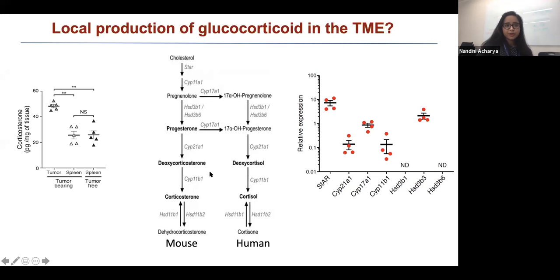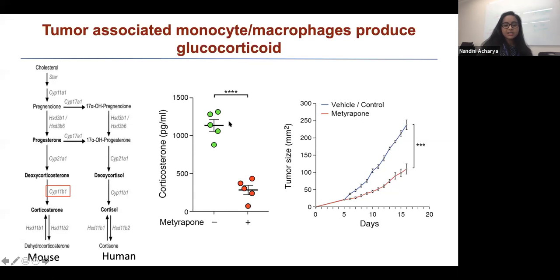So in order to confirm that these monocytes and macrophages, which I earlier showed had higher expression of CYP11A1, were indeed able to produce glucocorticoids, we wanted to see if all this enzymatic machinery is actually present in the monocyte macrophages isolated from the tumor. So we looked at the expression of all these enzymes, and we were able to detect these enzymes in varying capacities.